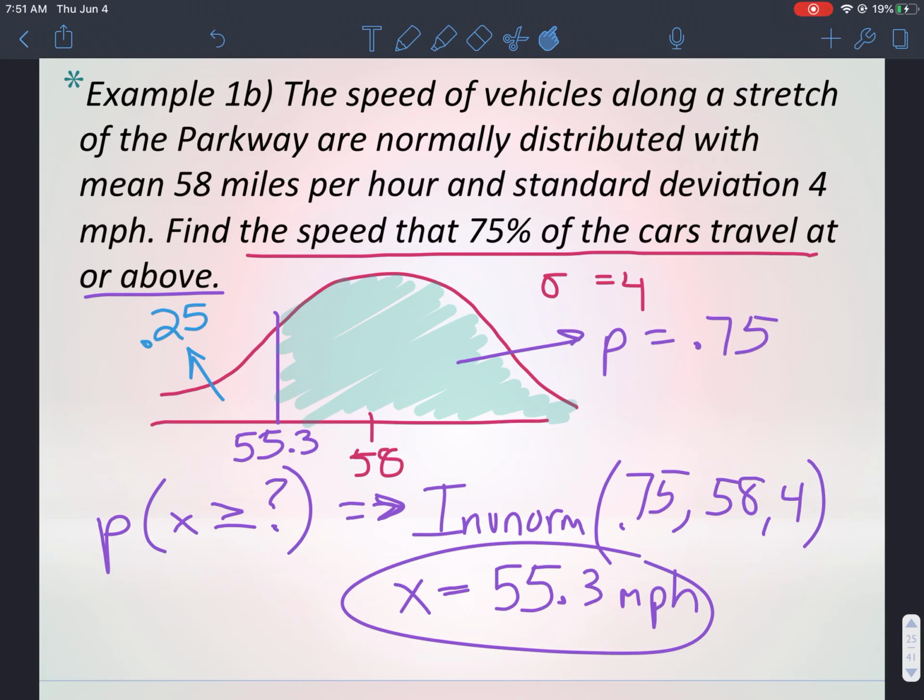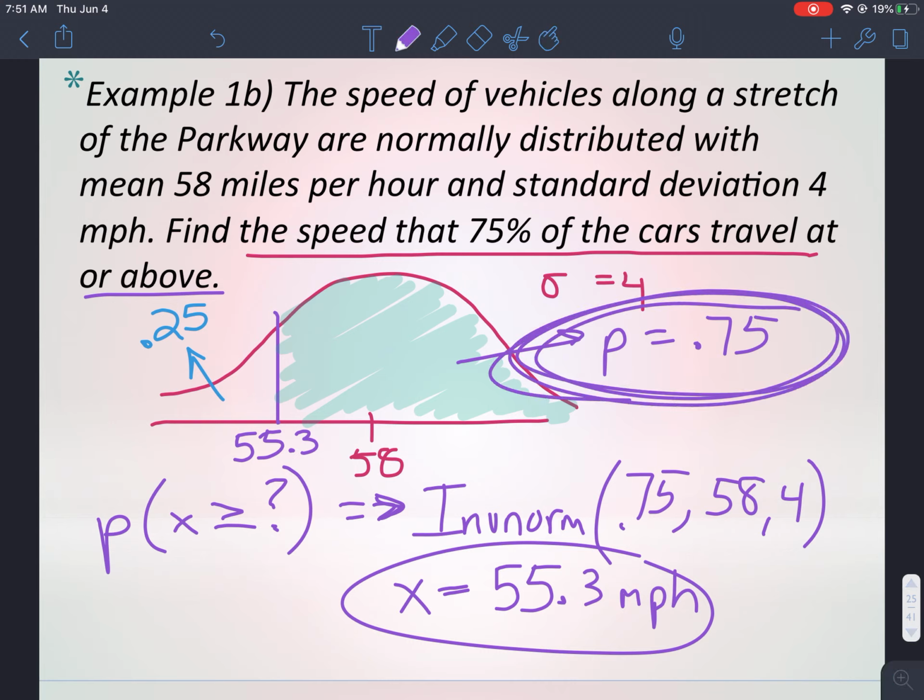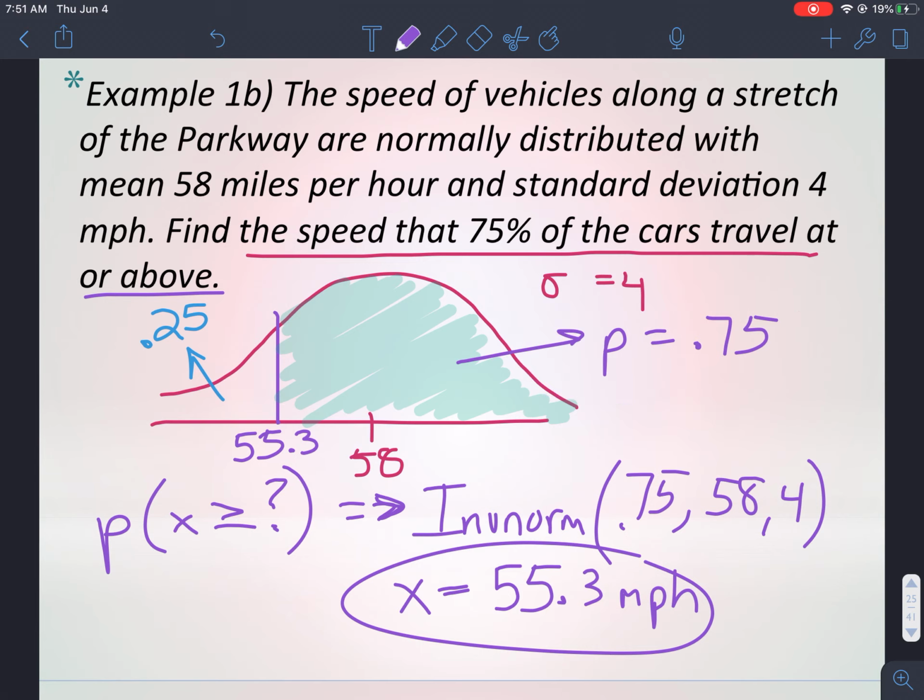This is Algebra 3, Unit 7.3. We were talking about statistics. Here's what we talked about last time. This is the inverse normal. If you are given a probability or area under the curve, and you have to find the corresponding x value, you want to use inverse normal.